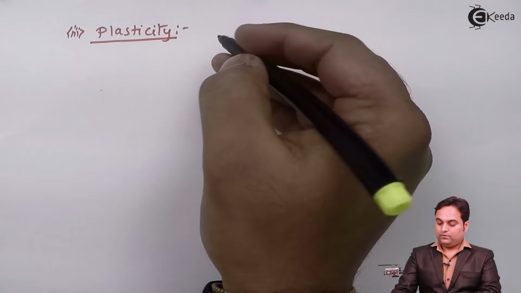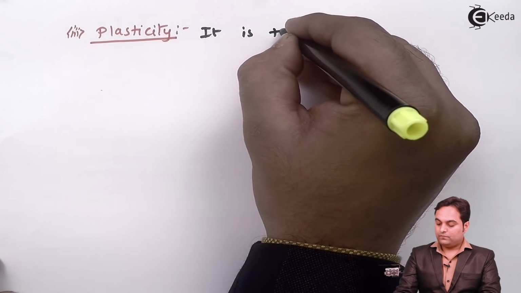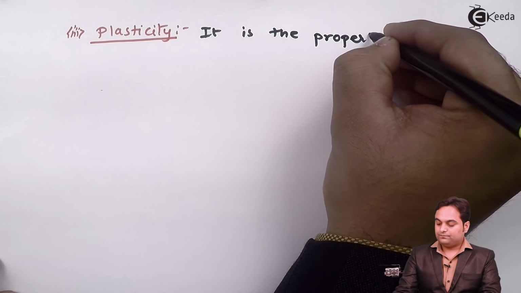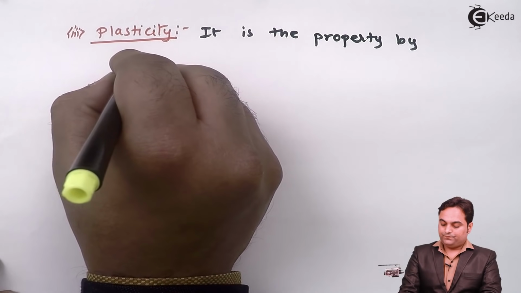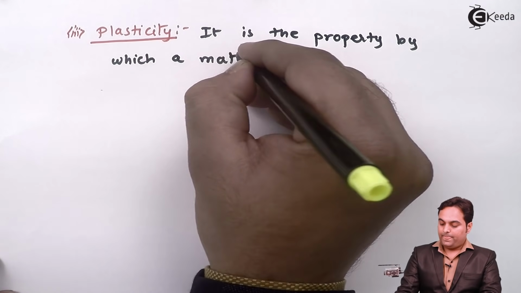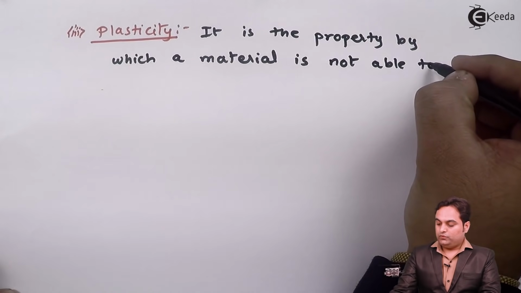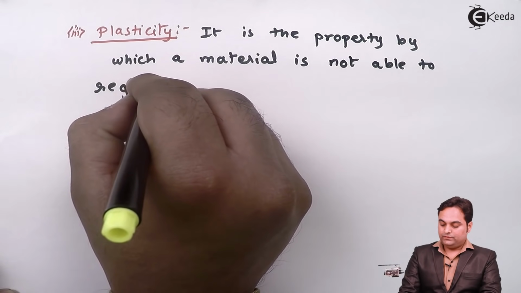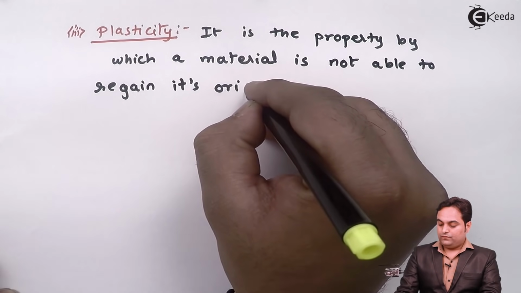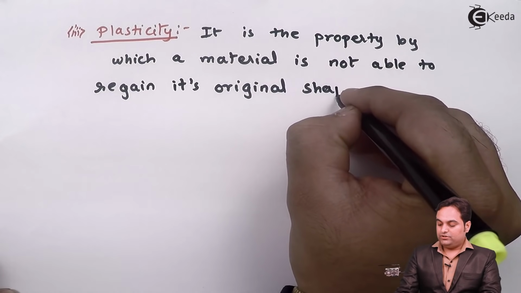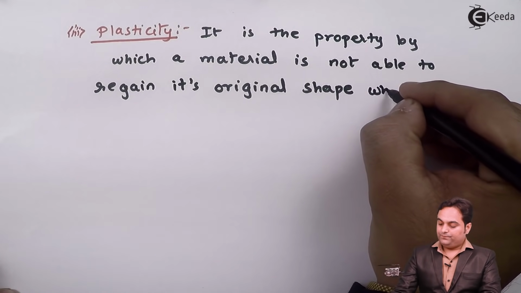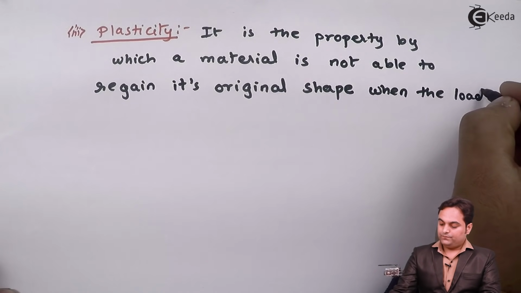After this definition, we have the next property, which is called plasticity. Now plasticity is the property by which a material is not able to regain its original shape when the load is removed.